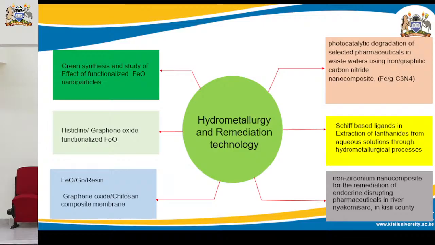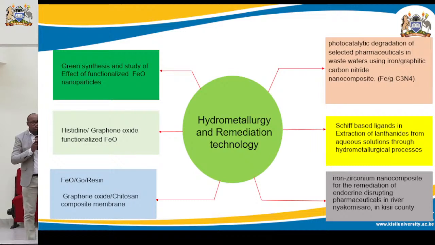Then we have Schiff base ligands in the extraction of lanthanides. One of the things that we know is that lanthanides are very, very important, from your mobile phone to everything, including even weapons. During what is called the fight between China and the US, what was the first thing that China banned? Importation of lanthanides. That's why China did not care how much the US put in, because once they banned the lanthanides, they are everywhere. You can actually get them anywhere. The problem is the separation of them.